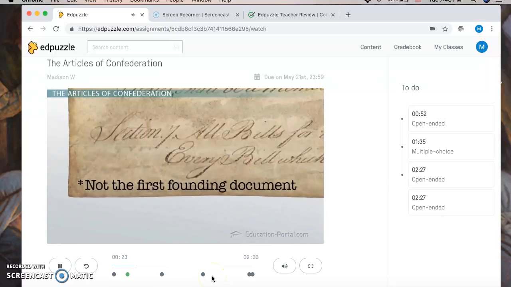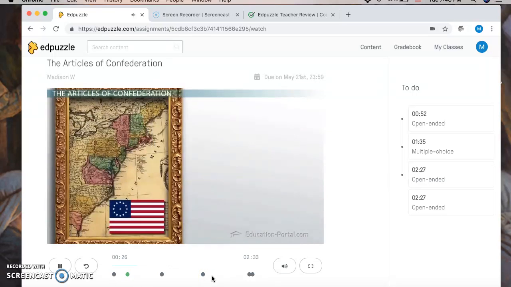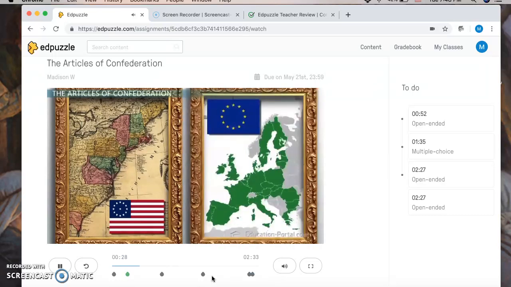So how were things set up at first? I usually liken the first national government to the European Union. Realistically, each individual state saw itself as its own country.